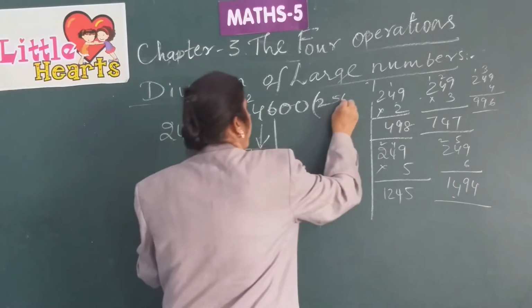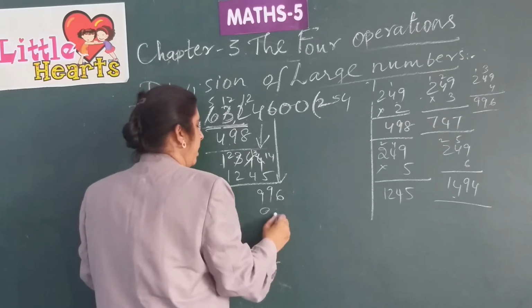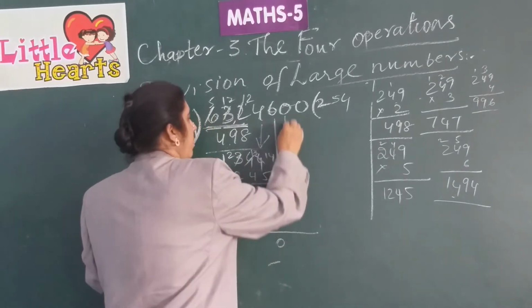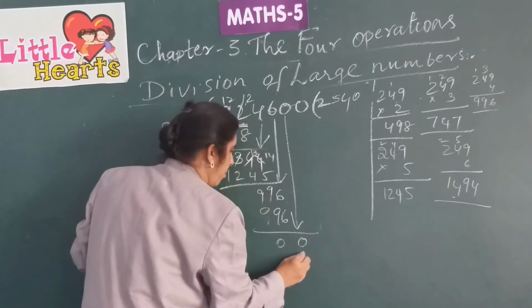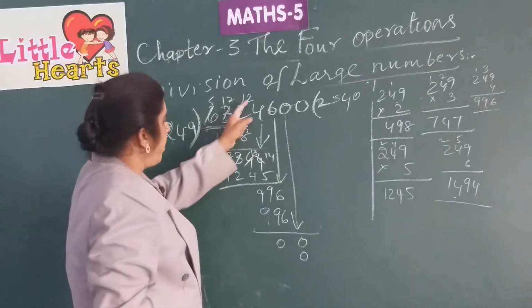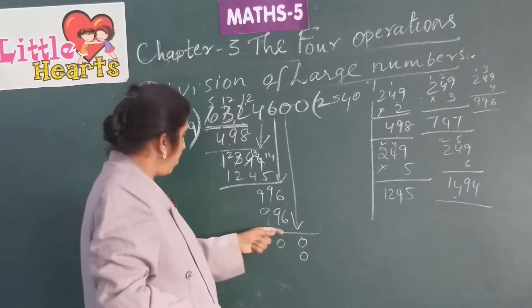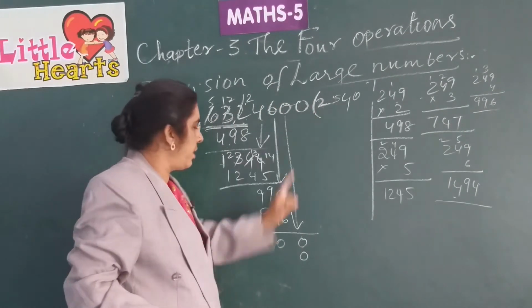249 fours are 996. So remainder is 0. Bring down this 0. 249 zeros are 0. Each number brought down should be divided by the divisor. So there is no leftover here. Bring down 0. Divide it. 249 zeros are 0.